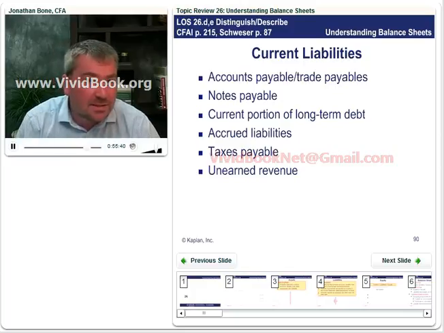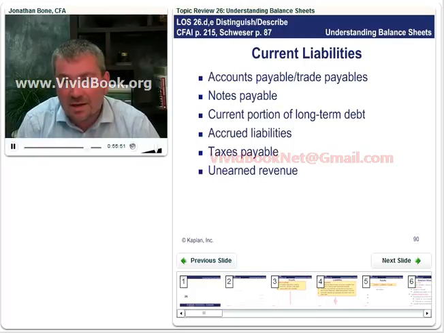Accrued liabilities. Remember, you've used a good or service, but not yet received an invoice for it. Because you've used the good or service, you have to estimate the cost, put that in your income statement, and record a liability in current liabilities within your balance sheet.